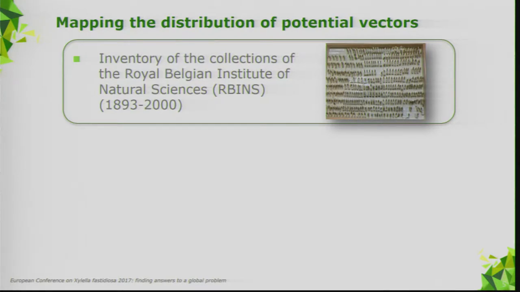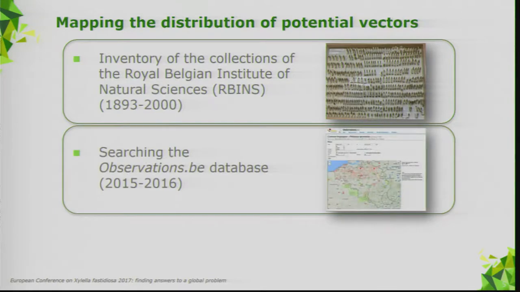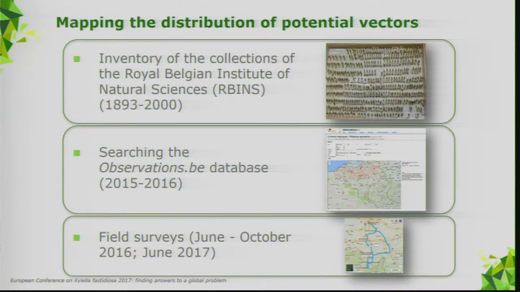And so we started by looking at the Belgian collections. There was nothing known so far. So we investigated the Belgian collections. And then we used also citizen science. There is one website in Belgium called observation.be, where amateurs mostly record their findings. And so we used that, of course. This has to be taken with some caution because not all the findings are substantiated and verified. And then we had also our own field surveys.